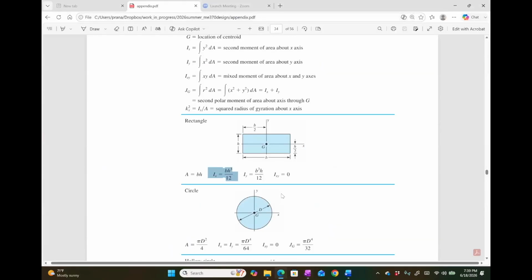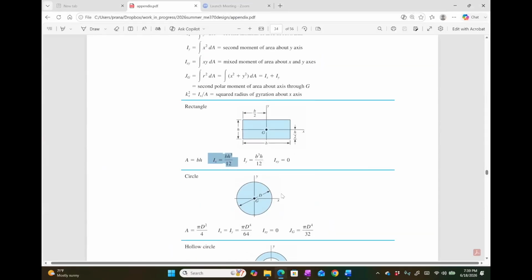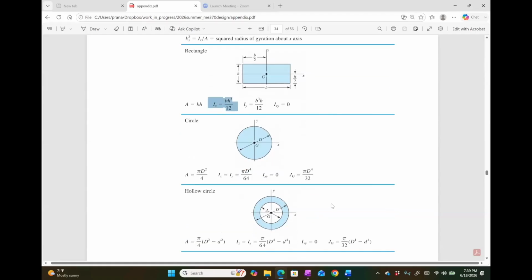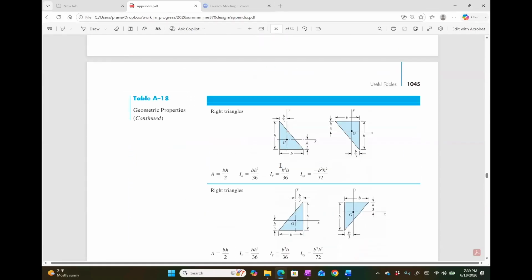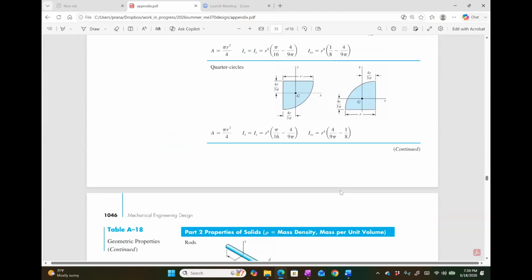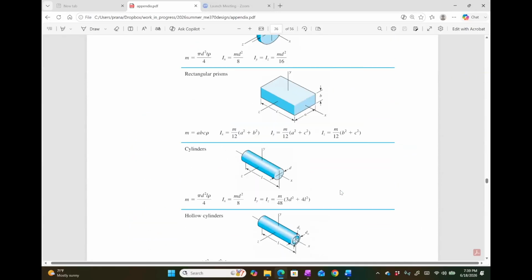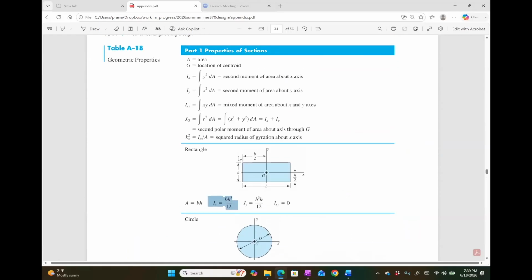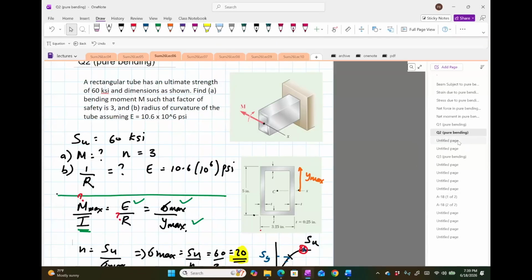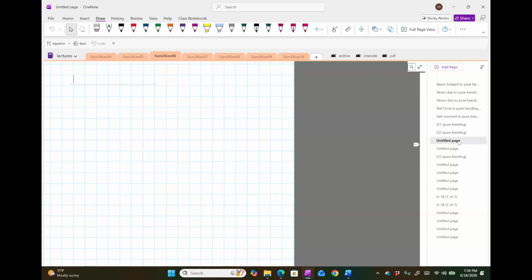So here is A18. We can see that they have inertia for a rectangular cross section, a circular cross section, an annulus, hollow circle, a triangle in various forms, quarter circles, and then it goes to three dimensions, right? The appendix does not have a value for the inertia for the geometry we have in mind. But what we can do is use the rectangle to figure out the inertia of a solid with a rectangular hole. So what we'll do is use this in order to do that. Let's see how to do that. So here is how we'll compute the inertia of a hollow rectangular section.